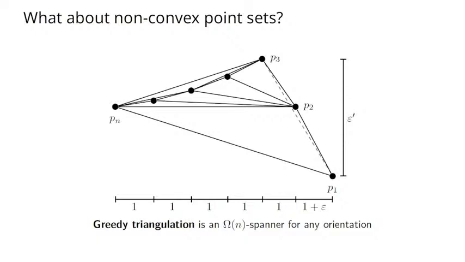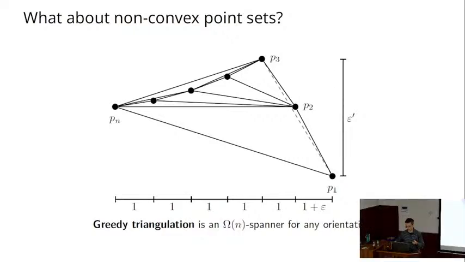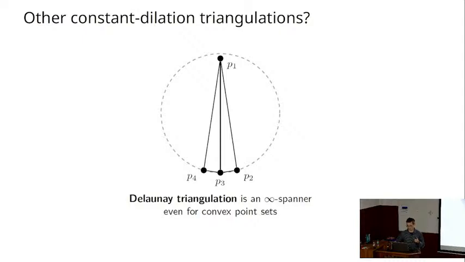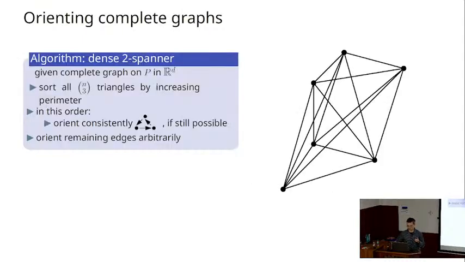For general point sets, greedy triangulations do not help, or have at least a spanning ratio of n. Example I will not run through now. Also other triangulations do not help. Next to last thing I want to show: we can get a two-spanner if we allow a dense graph, more specifically the complete graph.